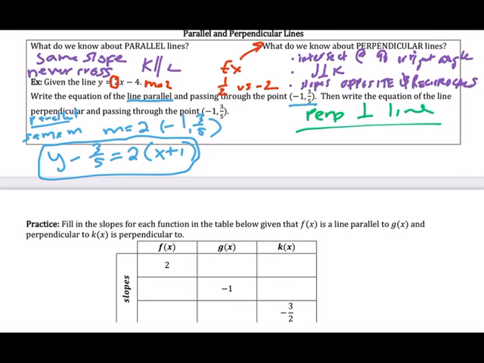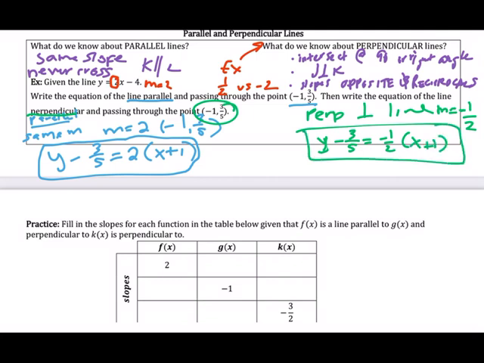All right, so we're using the same point to write the perpendicular line. My new slope is not going to be the same as 2. It's going to be opposite in sign, so it's going to be negative since originally my slope was positive, and the reciprocal, which is 1/2. So y minus 3/5 equals -1/2 times x plus 1 would be my perpendicular line. If you need to go back and rewatch any of that, go ahead and do that.